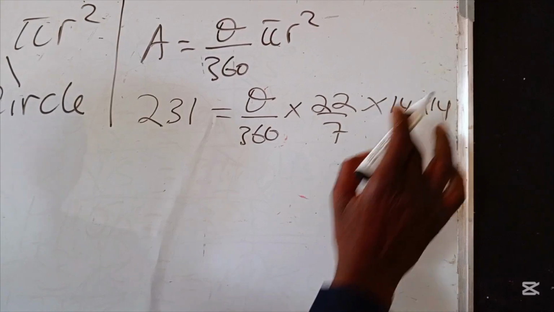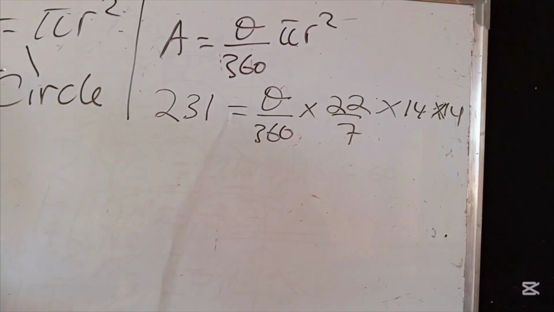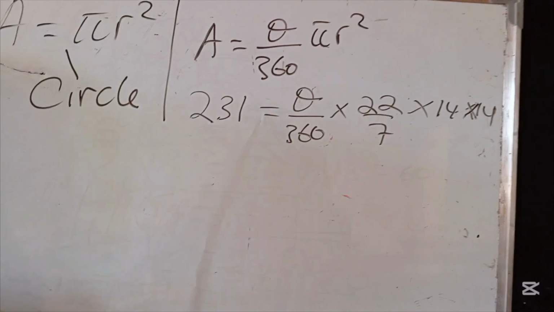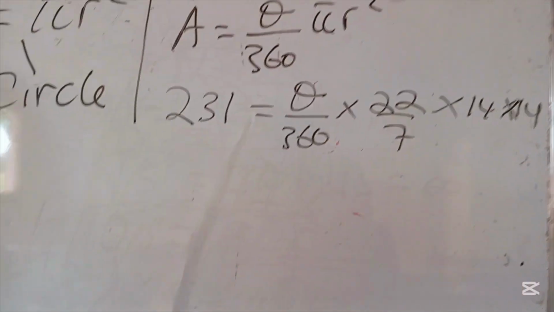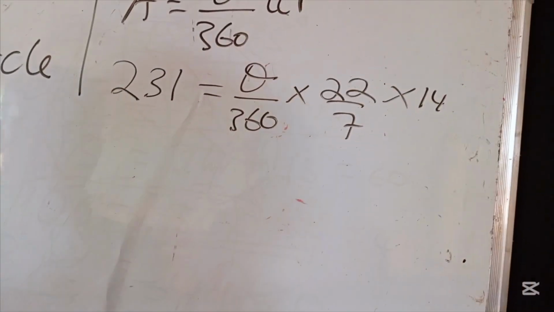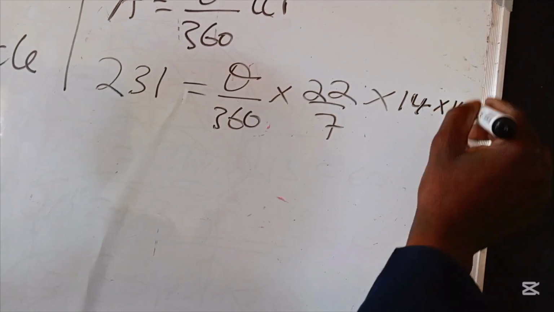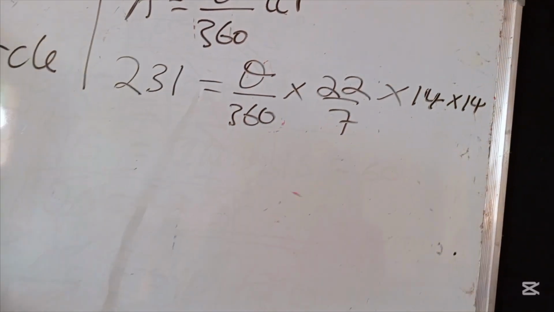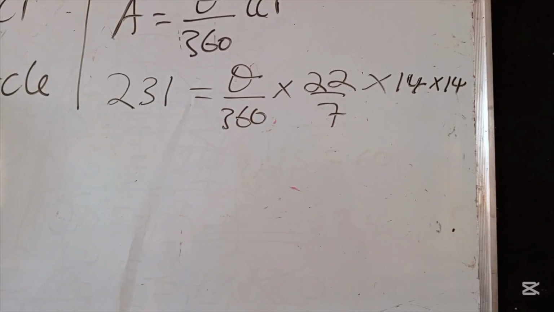Fellow viewers, the secret with this question, I want you to get me clearly. You won't be using calculators. So please don't multiply the figures up to the end. Do not multiply the figures. For example, 14 times 14, you get the final answer. No, leave it the way it is, like this: 14 times 14. So don't multiply to get the final answer.